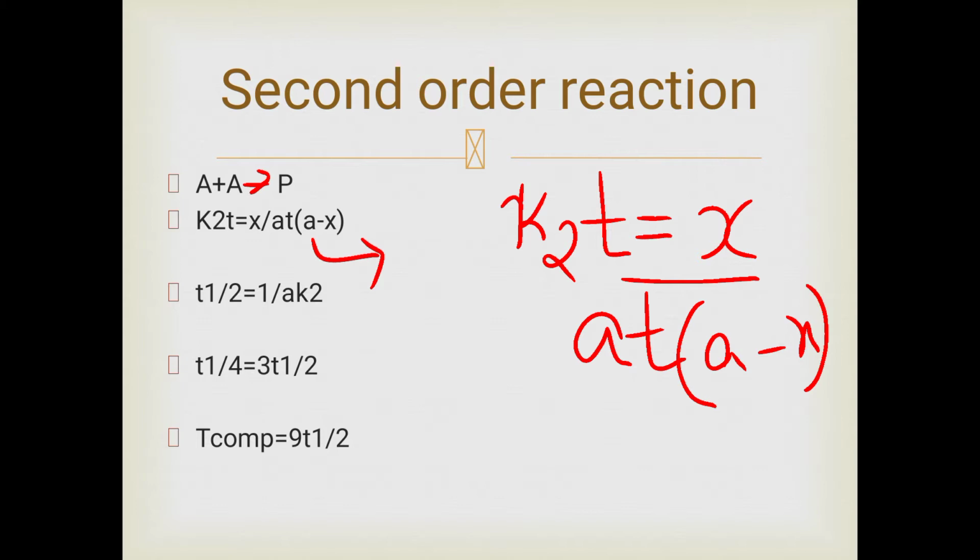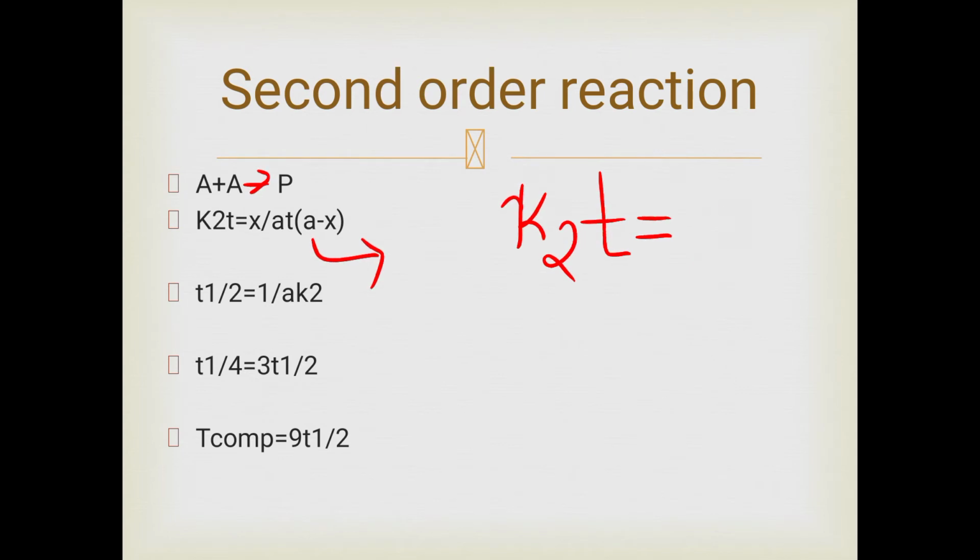T half is given by 1 upon A K2, and T1 by 4 is given by 3 T half. T completion is given by 9 T half. These are the simple formulas that you have to know. In the previous videos, I've already shown how to get your T half, T1 by 4. If you have not watched the previous video, please do watch. I'll share the link in the description of this video.